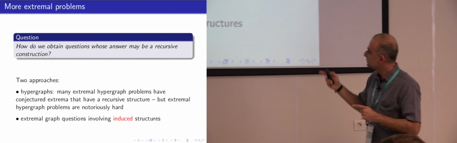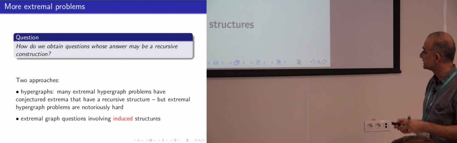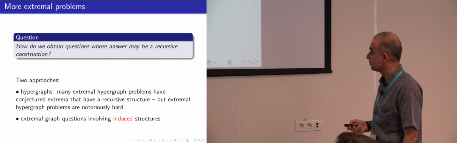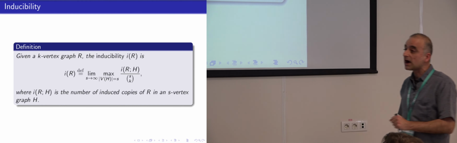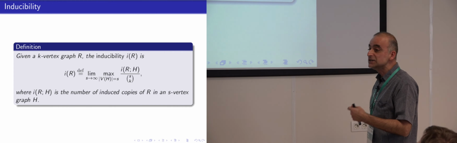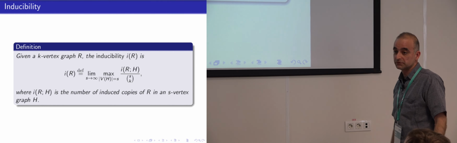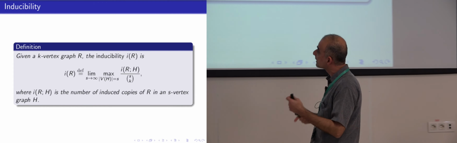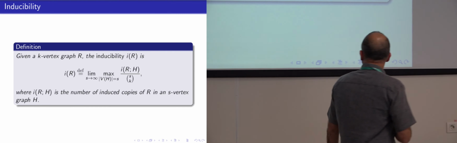But there's one thing more you can do, which is you can look at graph theory, but look at induced structures. And there's fertile ground to try to find problems whose answer is given by these fractals. And that's what we did. So I need a definition, which is this. Given a k-vertex graph R, like the pentagon, the inducibility is the maximum number of induced copies of that graph in any graph. And I normalize it by the total number of k-sets. Okay, so the only difference between this and classical extremal graph theory, Turán's theorem, is you're interested in induced copies, not just copies.